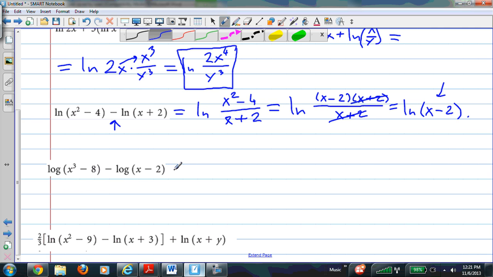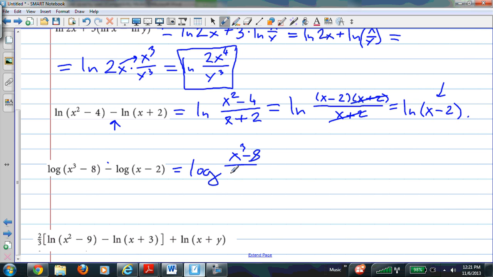This is a very similar example. Again, I see a negative in between, so I will use the quotient rule. And again, the main thing here is that I have to make sure that logarithms have the same base. Here I have log base 10 minus log base 10, so I can apply those rules. So it's x cubed minus 8 over x minus 2.